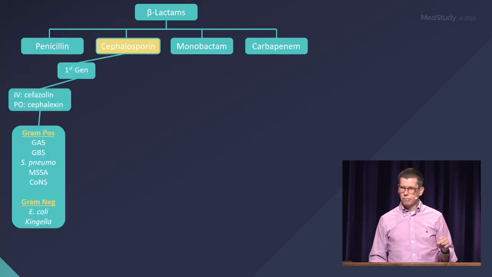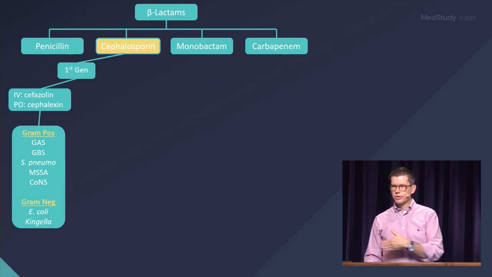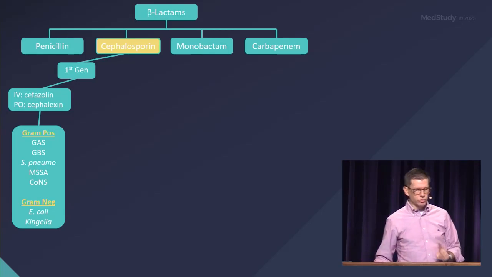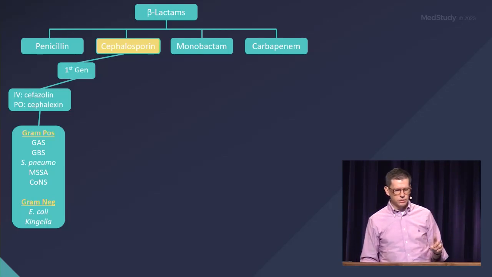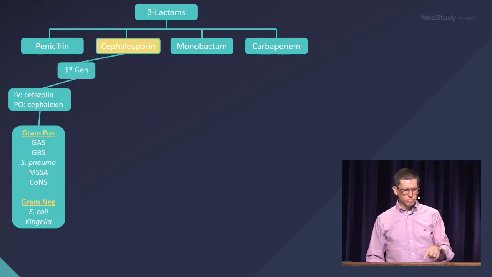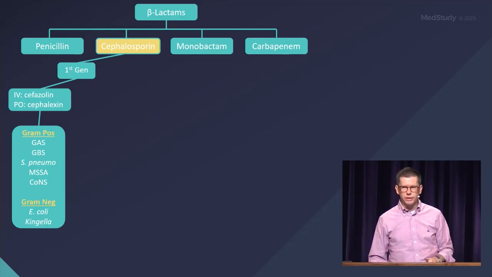First generation tends to have more gram-positive, less gram-negative. And as we go up the generations, we have more gram-negative coverage. So your first generation IV cefazolin and PO cephalexin, very similar to the penicillin group, right? But you add MSSA to this. And that's an important piece because for the most part, we tend to use first generation cephalosporins more often for MSSA infections, mainly because you can give the IV forms less often than your anti-staph penicillins, the nafcillin, oxacillin. And when you do PO, the cephalexin is much tastier than dicloxacillin. And so for the most part, for MSSA infections, we tend to use first generation cephalosporins.